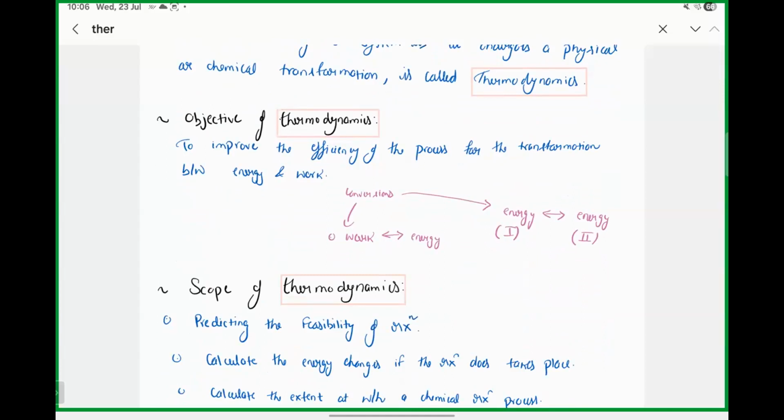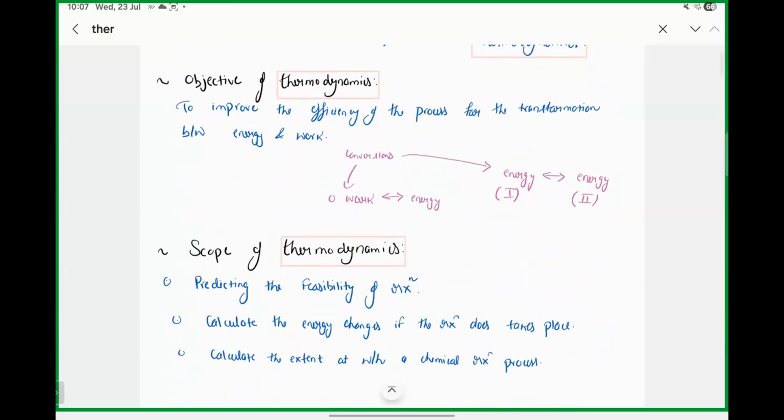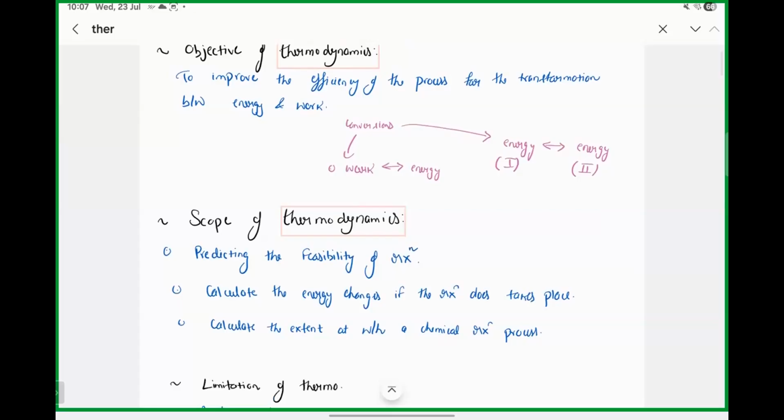So what is the scope of thermodynamics? What does thermodynamics help us with? What is the need of thermodynamics? It helps us to understand the feasibility of a reaction, whether a reaction is going to go in the forward direction or not. Suppose you are doing a reaction and you have mixed something and you are hoping to get a new compound, a product basically.